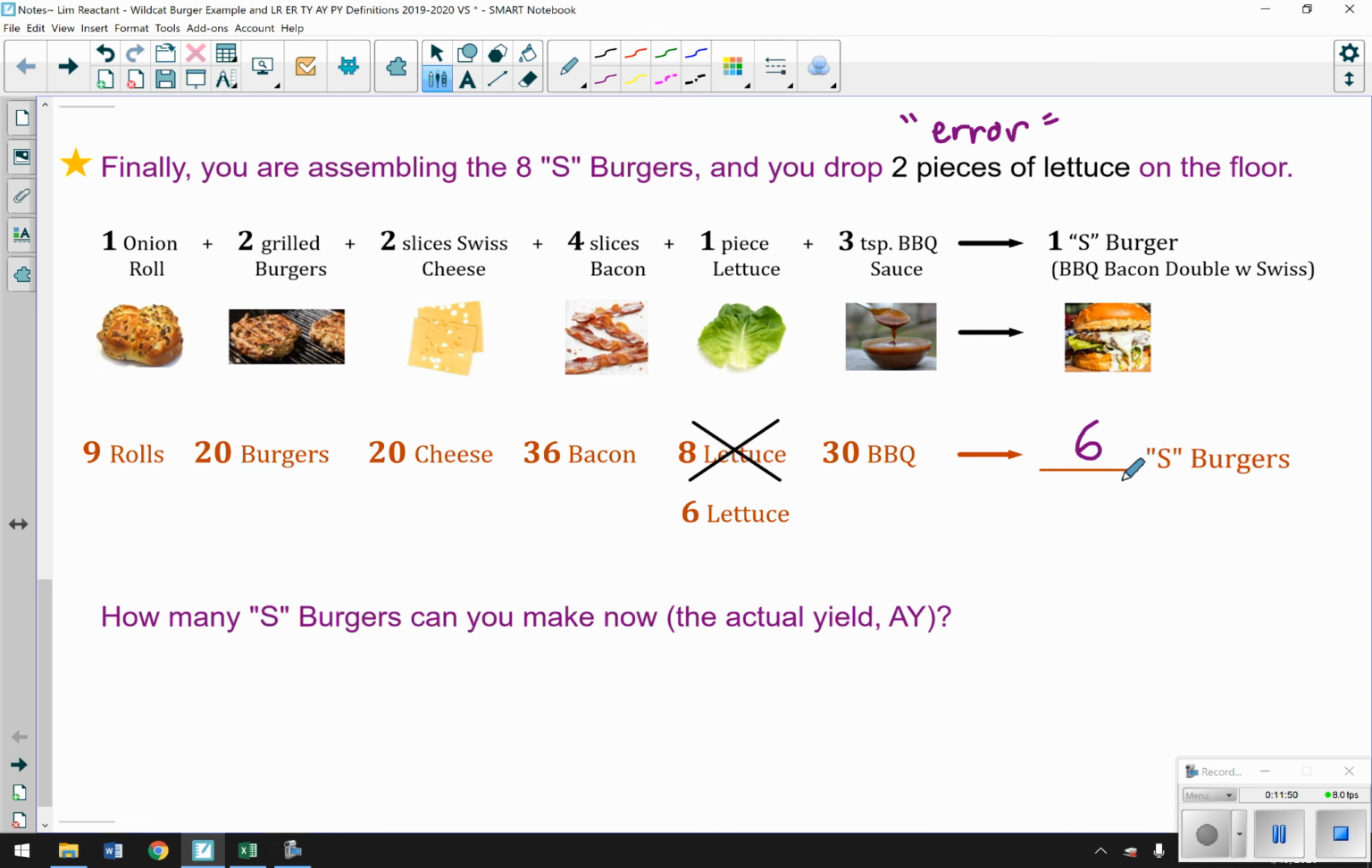I mean, by stoichiometry, we thought we were going to be able to make 8 burgers, right? Essentially, we looked at the ingredients we had, and we were going to be able to make 8 burgers. But because of an error in the reaction, something happened, we were only able to make 6. And so when we actually assemble our burger, or when we actually do our chemical reaction, we have what's called the actual yield. And in this case, the actual yield would only be 6 burgers.